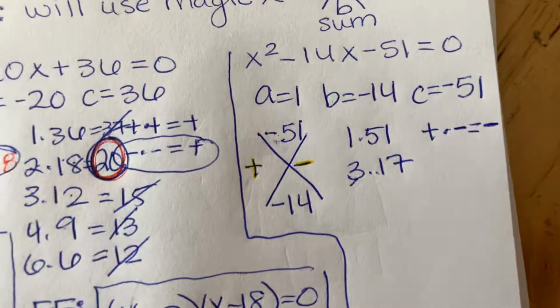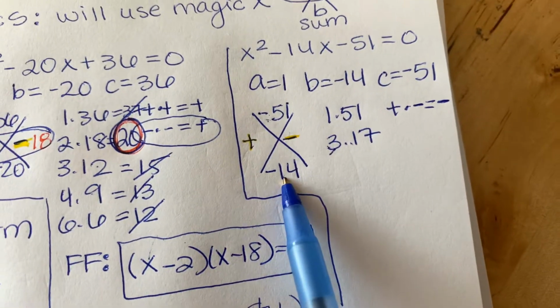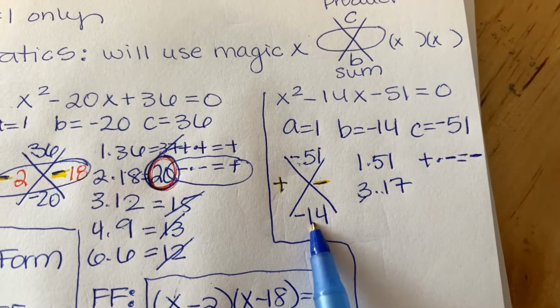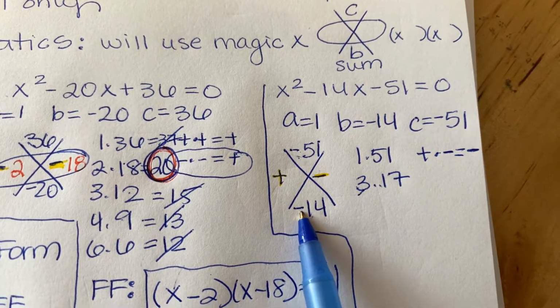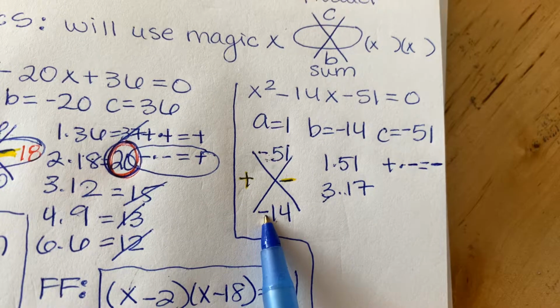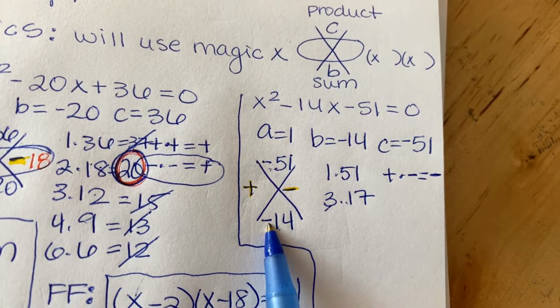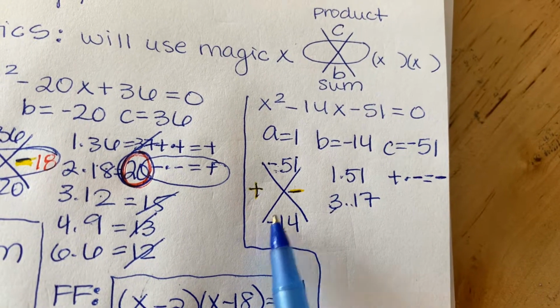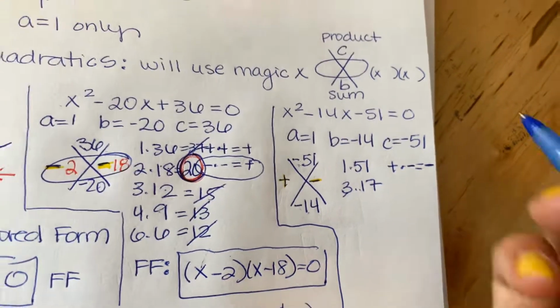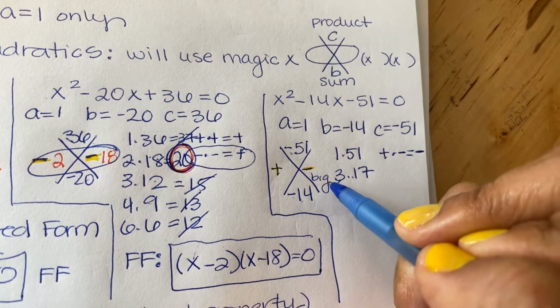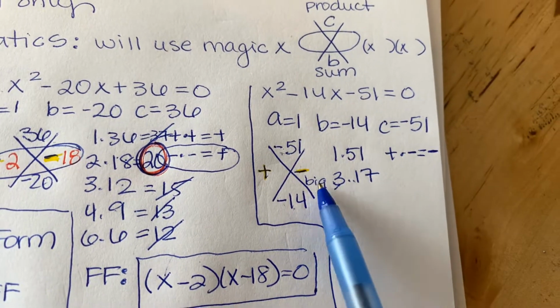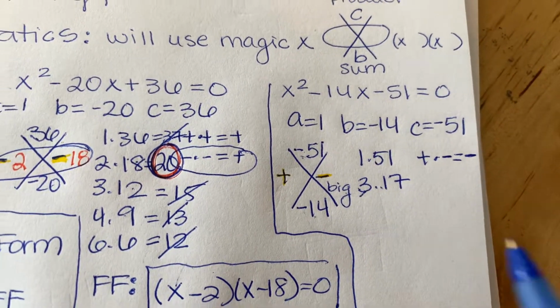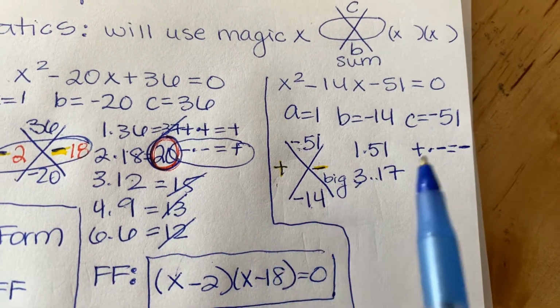All right, but now look at your B value. My B value is negative 14. If my B value is negative, that means the difference, meaning after you subtract the values, you end up with a leftover that is negative. So that means the negative integer is going to be the bigger number. So we're going to stay there. And then the smaller one will be positive, and we'll check with the calculator.